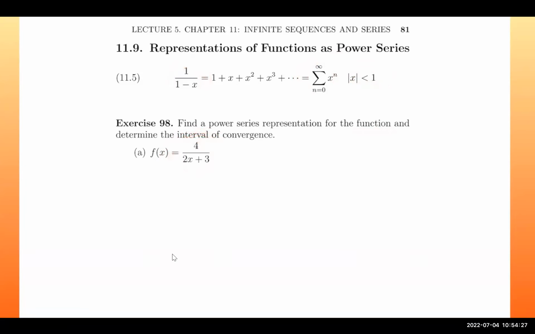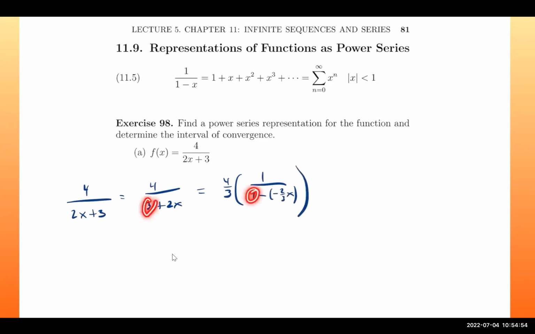So first things first, we need to make this look like that. So let's do this. So we got 4 over 2x plus 3. We can rewrite that as 4 over 3 plus 2x. I just reversed the two terms on the bottom. I'm going to factor out a 3. So I'm going to have 4 thirds, 1 on the top. If I factor out a 3, I'm going to have 1 minus negative 2 thirds x. So I factored out a 3 from the denominator, and that's how I got 1.